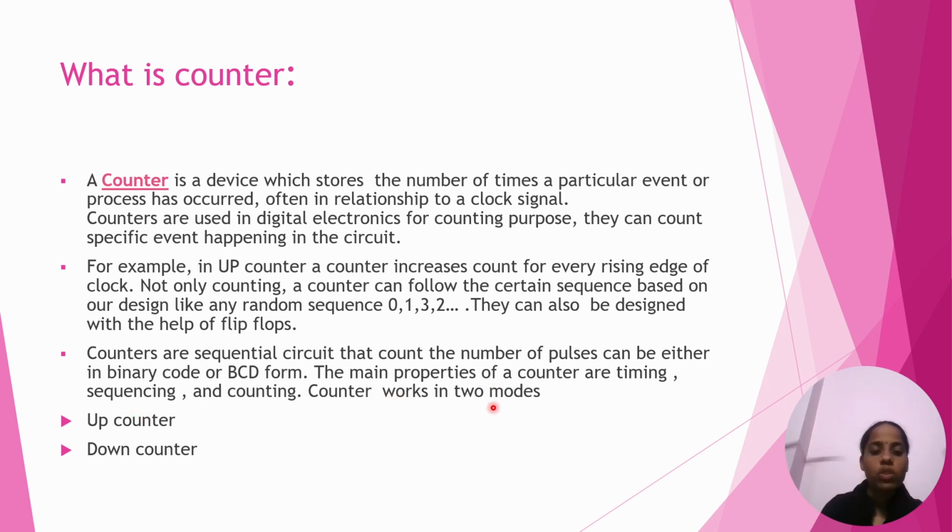A counter works in two modes: up counter and down counter. Up counting means increasing order of binary numbers, 000 to 111, and down counting means from 111 to 000. That is the down counting purpose. Simply we can say a counter counts the clock pulses in the clock signal.